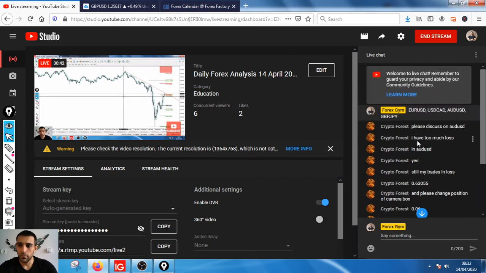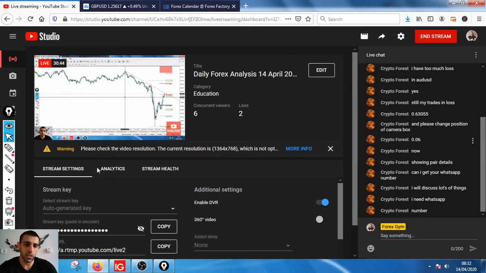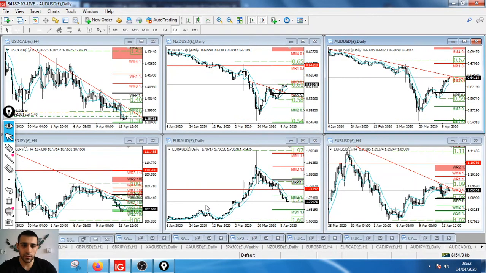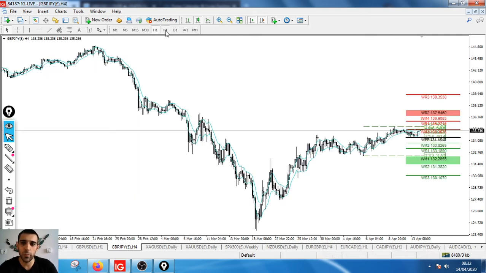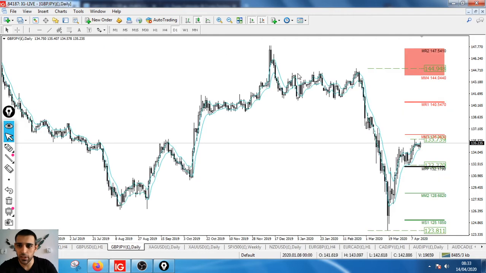What was the next one? Oops, let's go to British pounds against Japanese yen. Oh, I like this currency. This is one of my favorite currencies, British pounds against Japanese yen and euro against Australian dollar. They move a lot, you can get so many pips. The ground coverage of this one is so good.